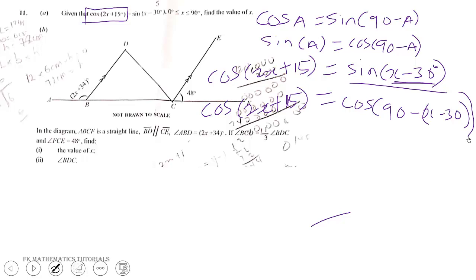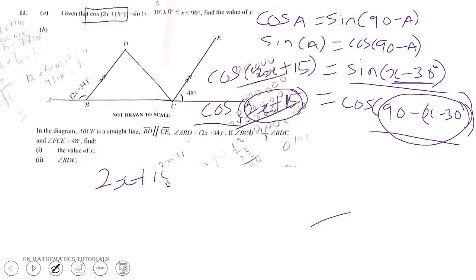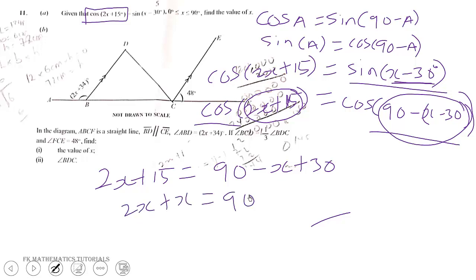So since everything is in terms of cos, we can now equate the argument. What is here, we can equate it to what is this. So it means we have an equation like this: 2x plus 15 is equal to 90 minus x plus 30. So we can group like terms. 2x plus x will be equal to 90 plus 30 minus 15.